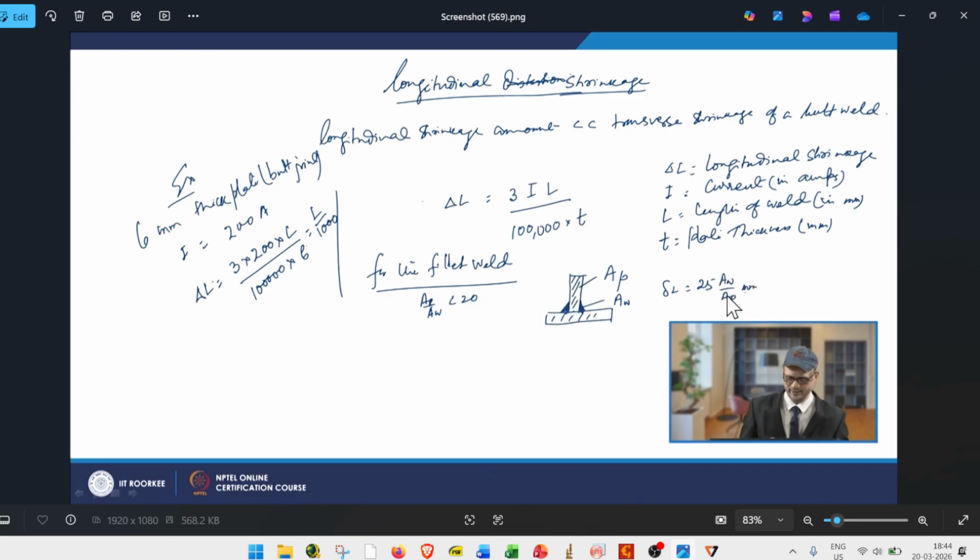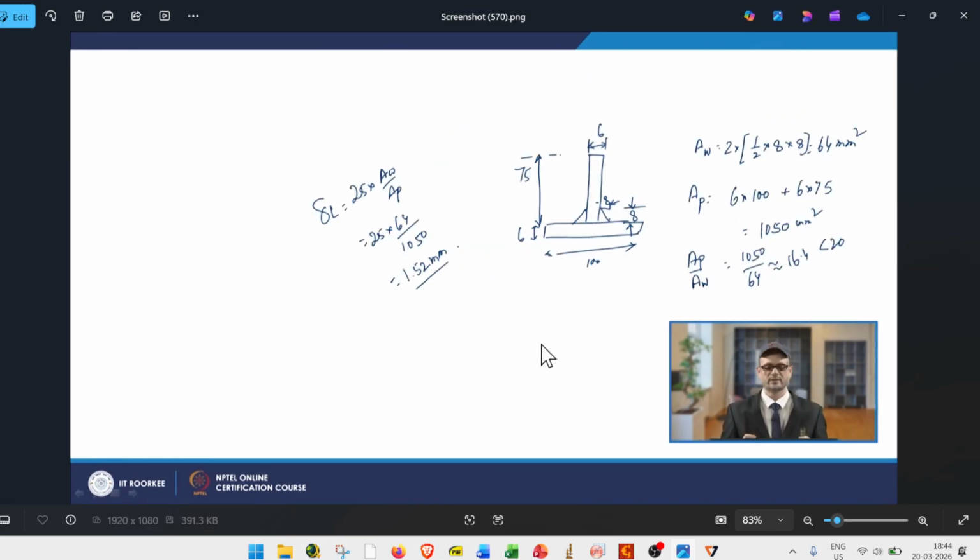If both of these are less than 20, then we can use this formula. So 25 into AW by AP gives the total length change.